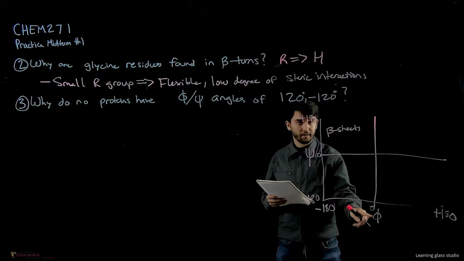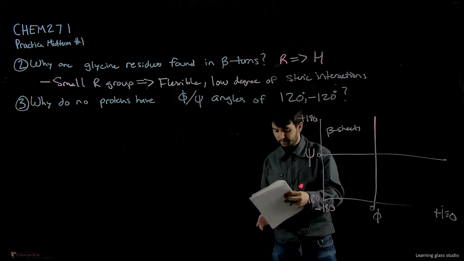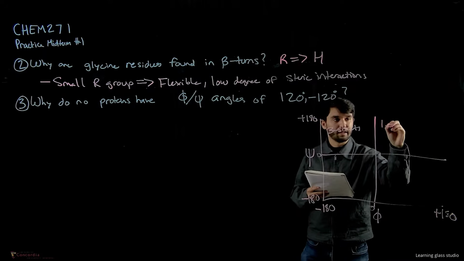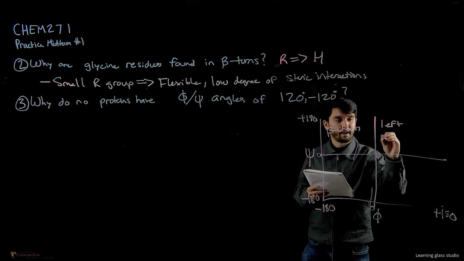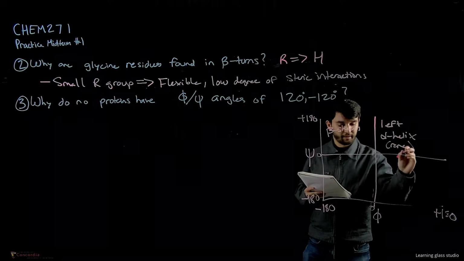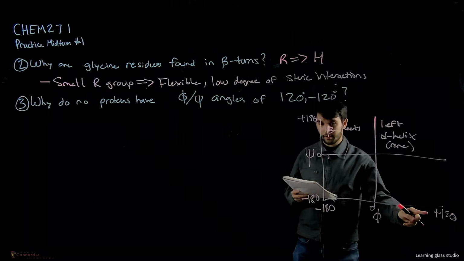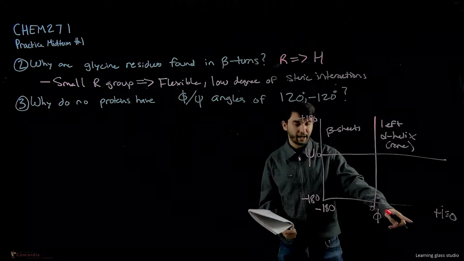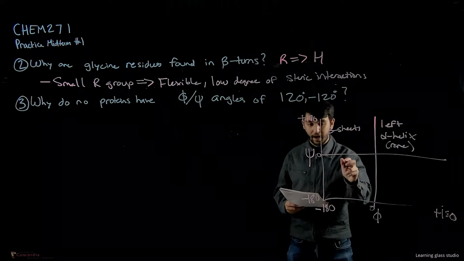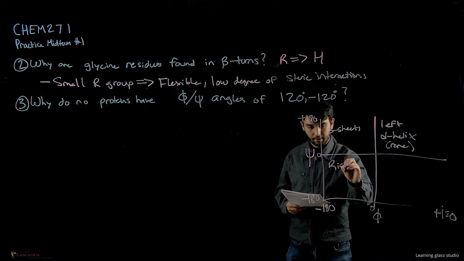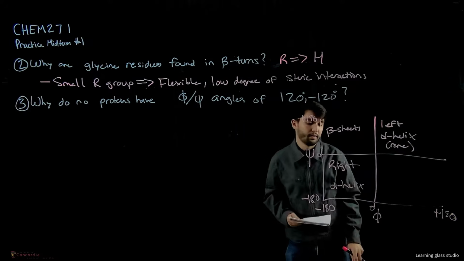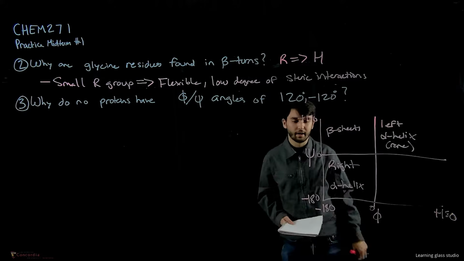So this is a negative phi, positive psi. Here we have a left-handed alpha helix. This tends to be pretty rare. So this is positive phi, positive psi. And then here we have the right-handed alpha helix. These are more common. This is a negative phi, negative psi.